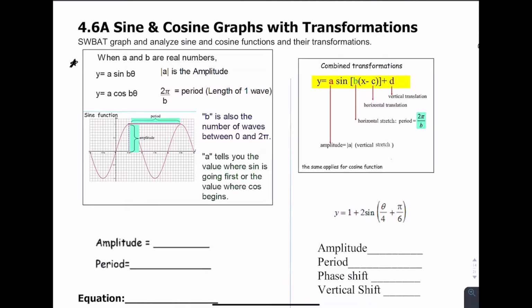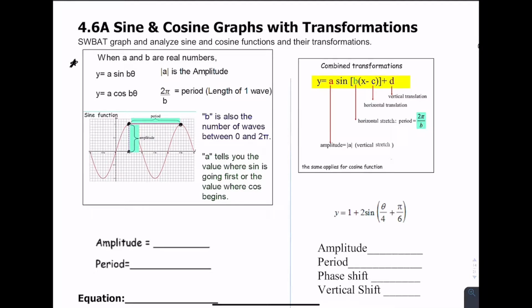When a and b are real numbers, y equals a sine b theta, the absolute value of a is the amplitude, we already talked about that, and 2 pi over b is your period, or the length of one wave. Okay, and you can see right here that from the top to the top, that's a period, or at least one wave, because it starts, goes down, and then ends.